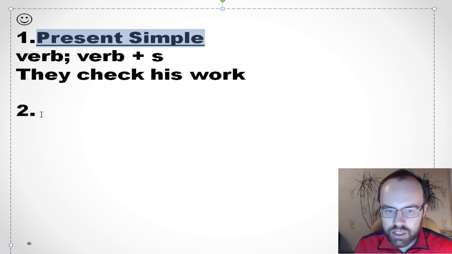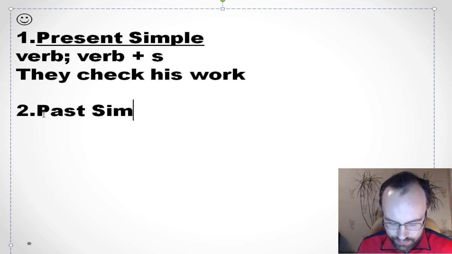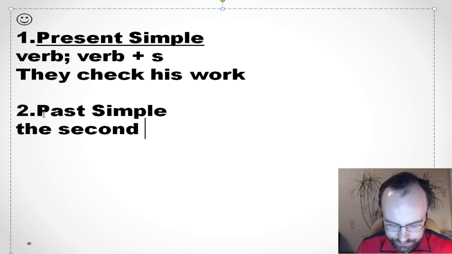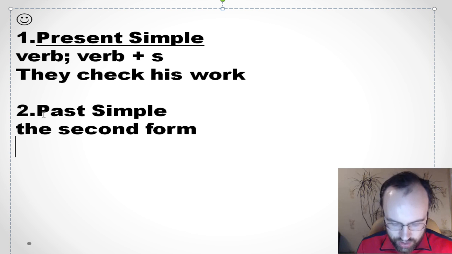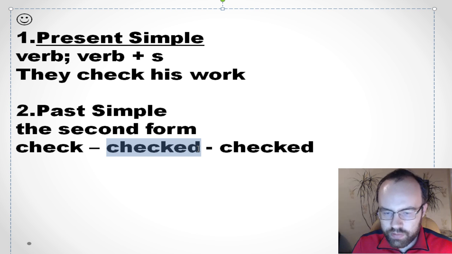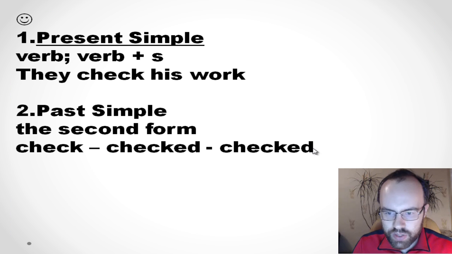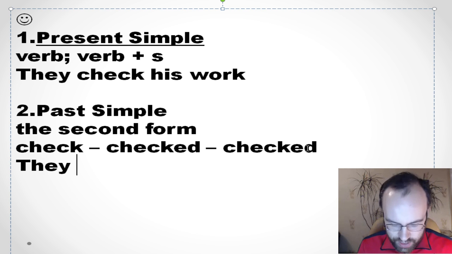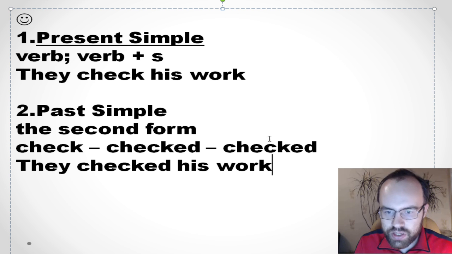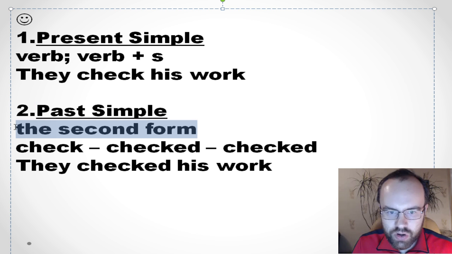Good. Let's say the same in past simple. So it's easy. To form past simple, you need to use the second form. I hope that you remember it. If we look at this sentence, check, next checked and checked. So the second form is the same as the third form. So they checked his work. The form is the same for regular verbs. If it's an irregular verb, you need to remember this form. So present simple, past simple, it's easy.